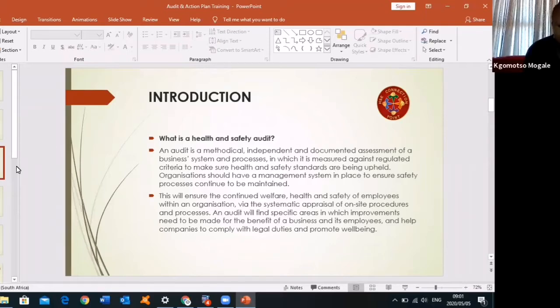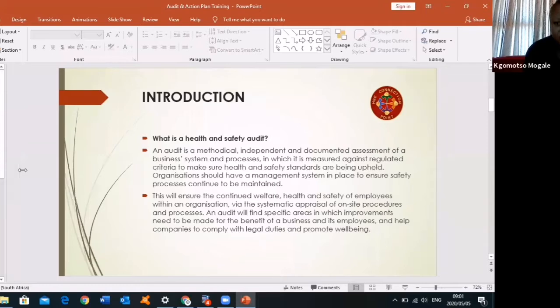So in the introduction, basically we'll start with we need to explain what is auditing so that everybody can understand.